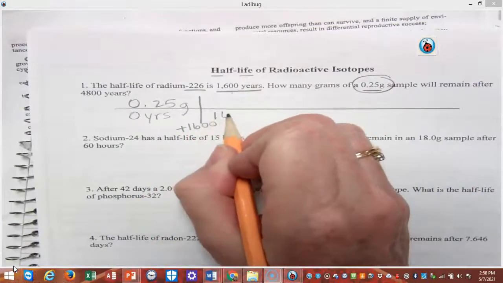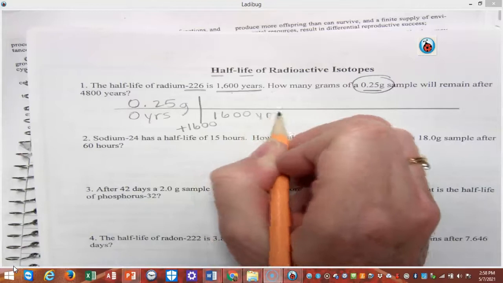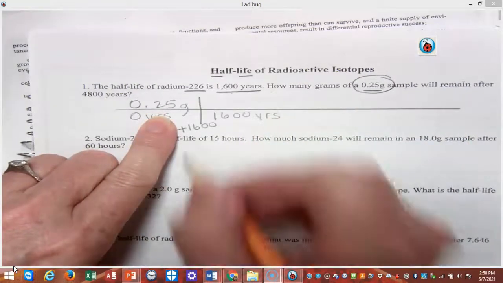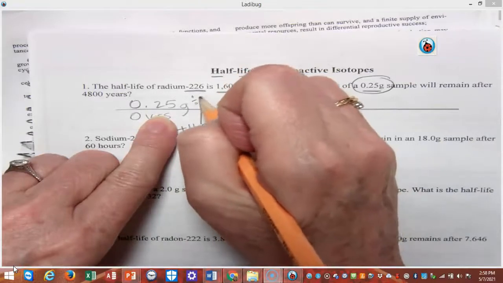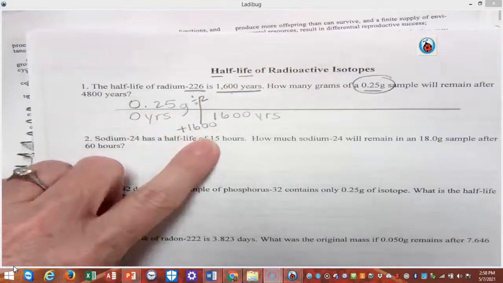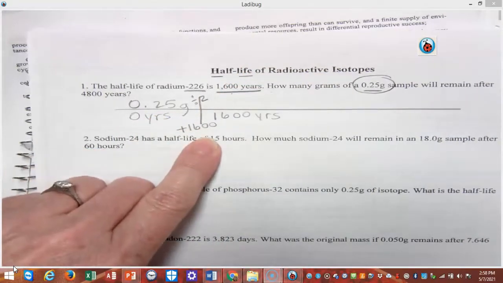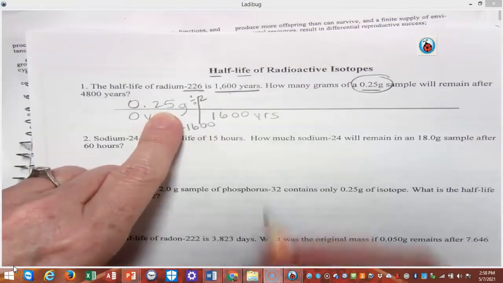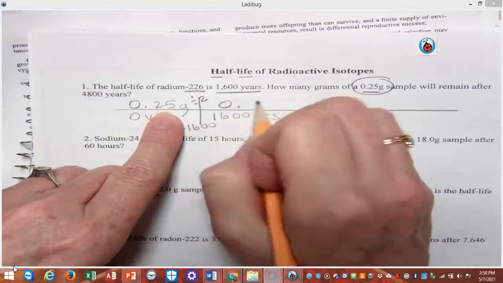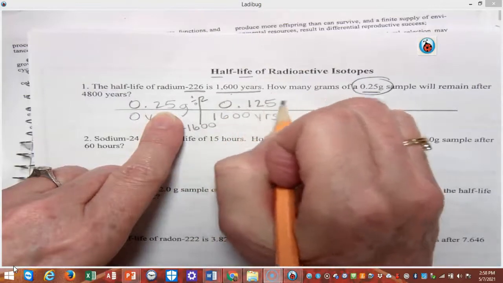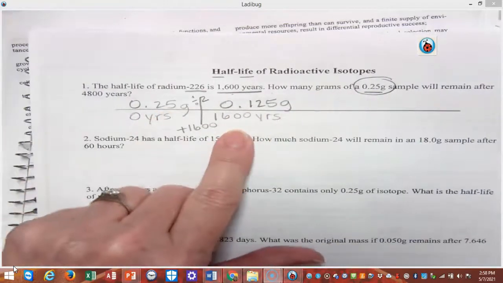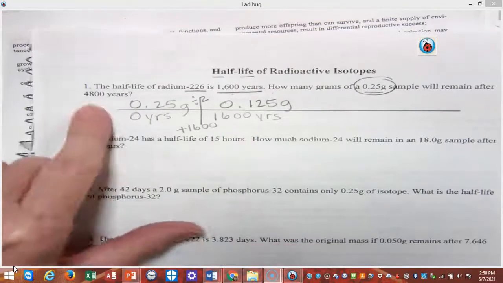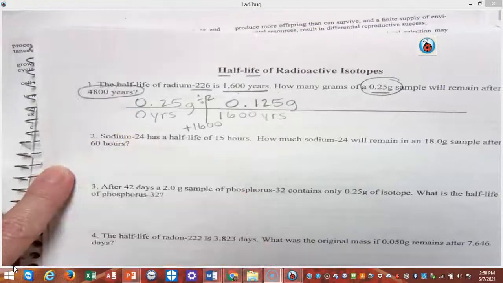Okay, so 1600 years have gone by, and how much of my sample is left? Half. So we're going to divide everything by 2 on the top, and we're going to add 1600 on the bottom. Okay, so half of 0.25, so half of 25 is 12.5, so 0.125 grams of my substance will remain after 1600 years. But that didn't answer the question, because we want to know how much will remain after 4800 years.